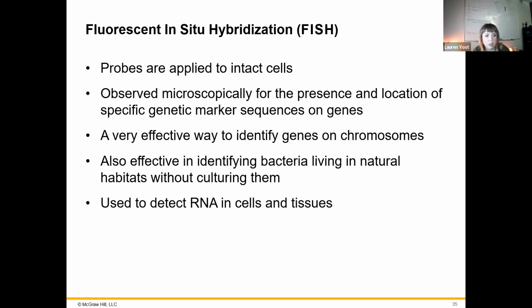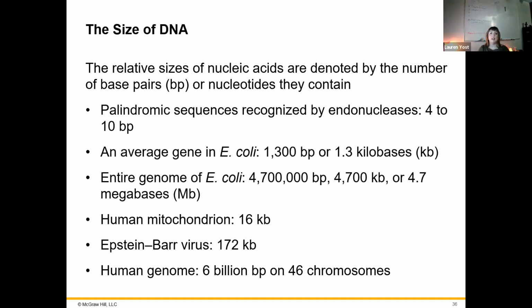Okay, fluorescent in situ hybridization, also known as FISH. These are probes that can be used on intact cells without having to break the cells open at all to get to the DNA. So we can identify bacteria living in their natural habitats without having to culture them. That's a useful thing. It's also a good way to identify genes on chromosomes. And we can detect specific RNAs within tissue to see if a particular product is being made, transcribed.